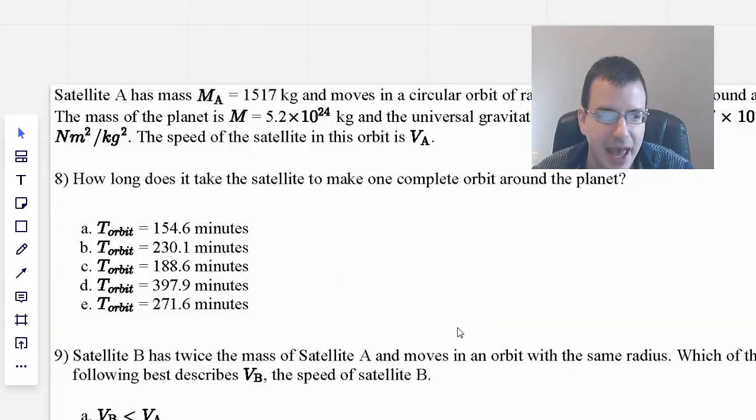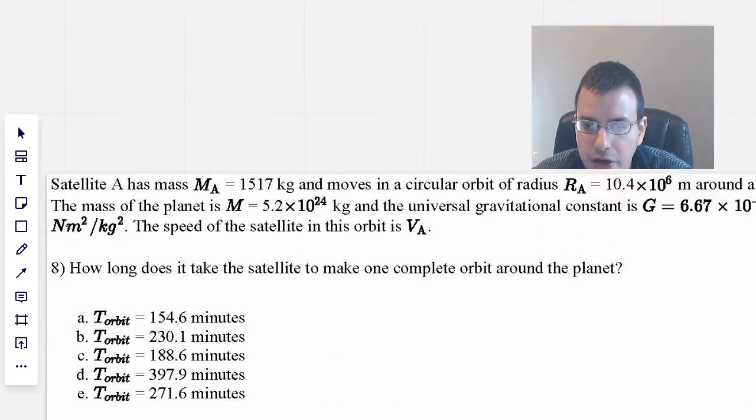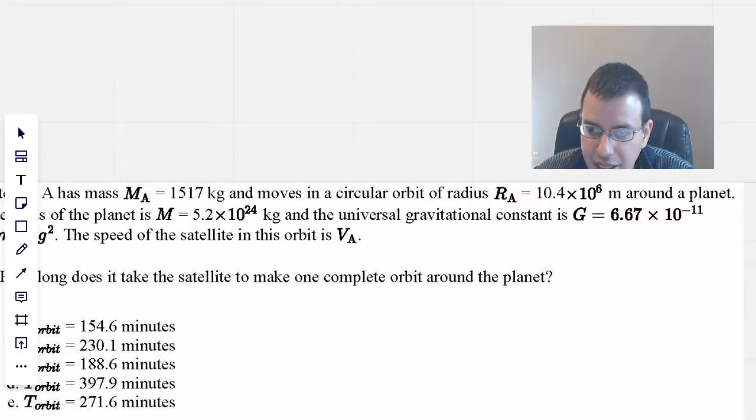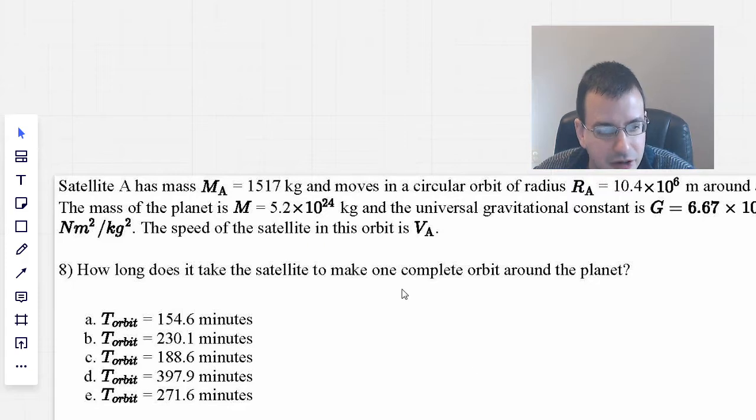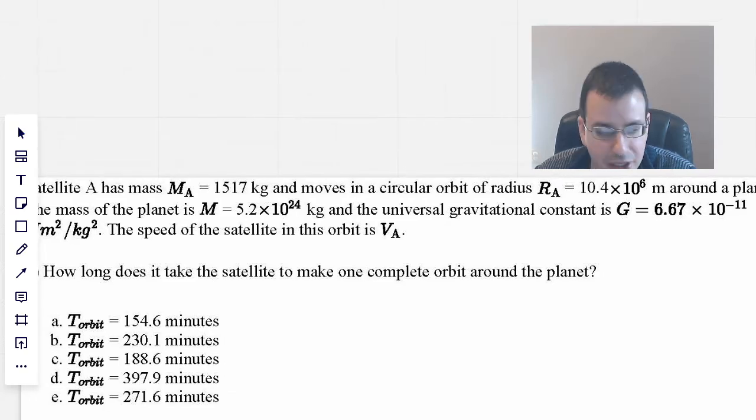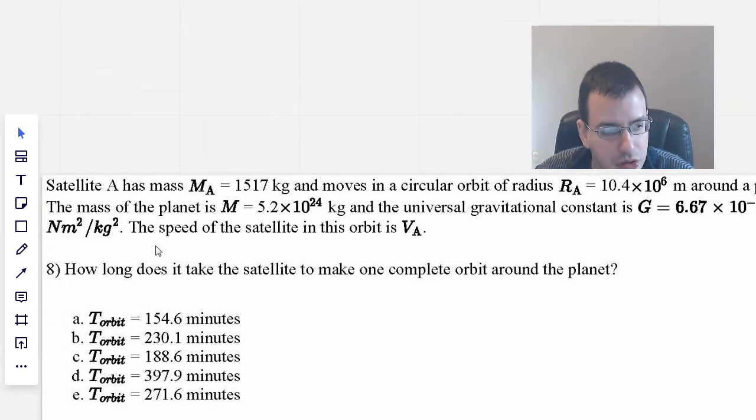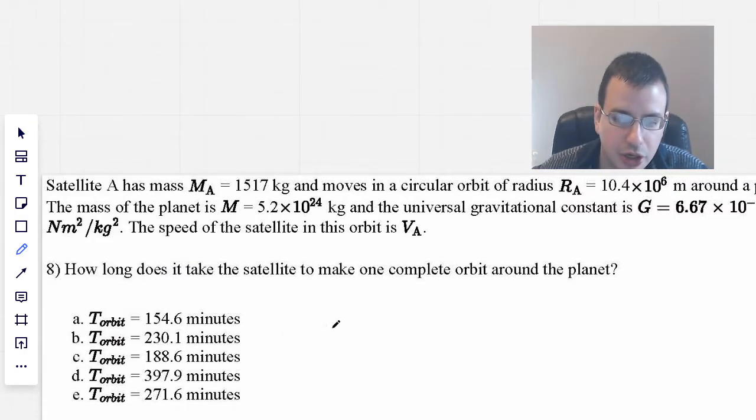Satellite A has a mass of 1517 kilograms and moves in a circular orbit of radius A, 10.4 times 10 to the 6 meters around a planet. This planet has a mass of 4.2 times 10 to the 24th kilograms, and we're going to assume that the universal gravitational constant is 6.67 times 10 to the negative 11th, with units, and the speed of the satellite is VA. How long does it take the satellite to make one complete orbit around the planet?